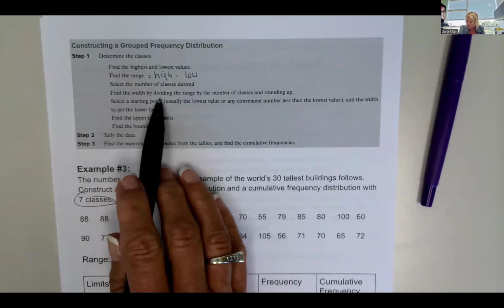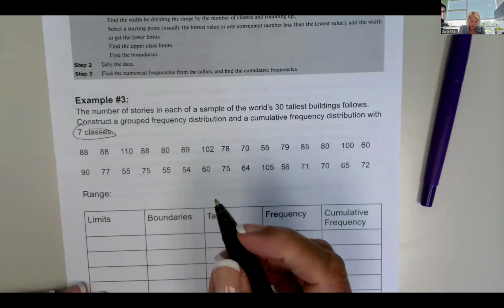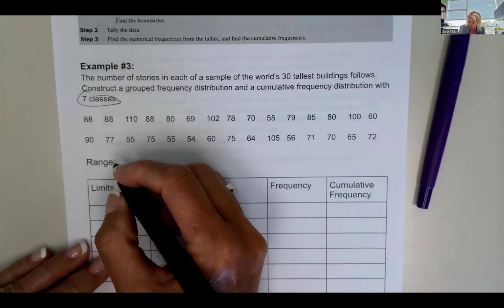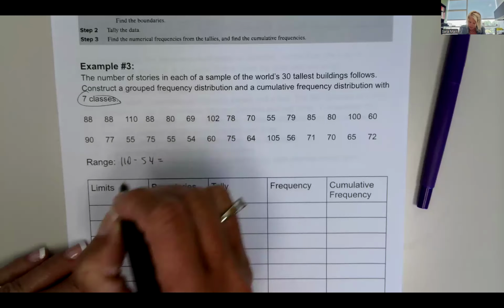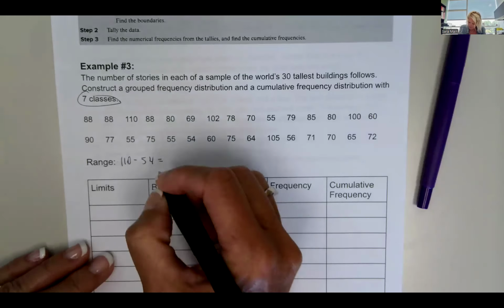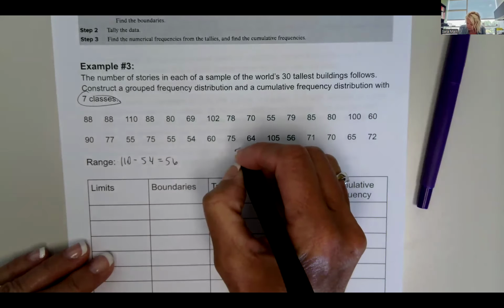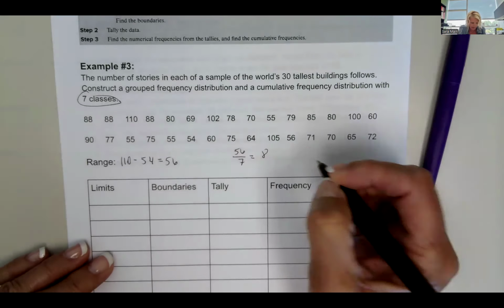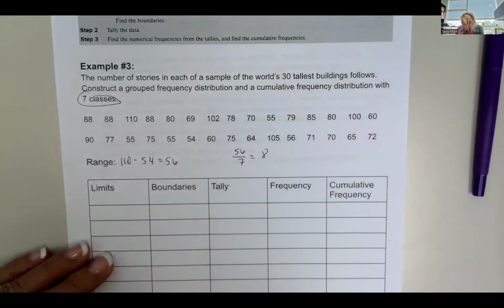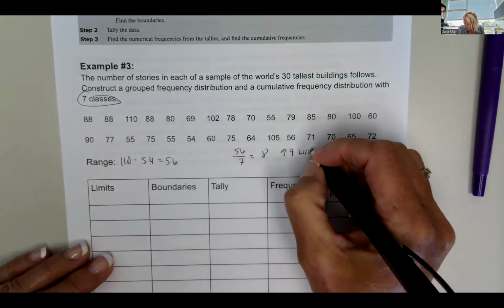But then it says find the width by dividing the range by the number of classes and rounding up. So our range is our largest, which is 110, subtracting 54, which is our smallest. So our range is 56. So our range divided by 7 classes is 8. So I'm going to round up to 9 as my width.